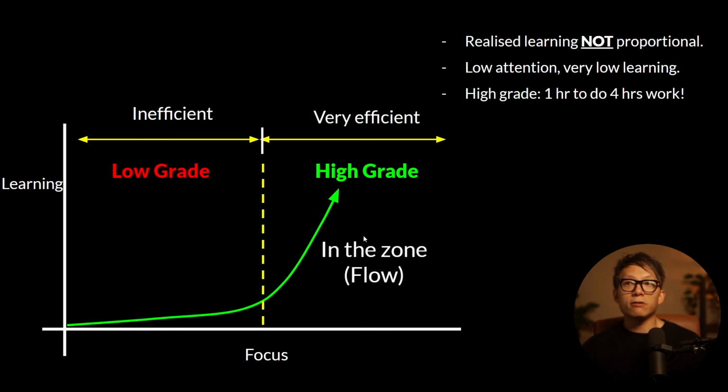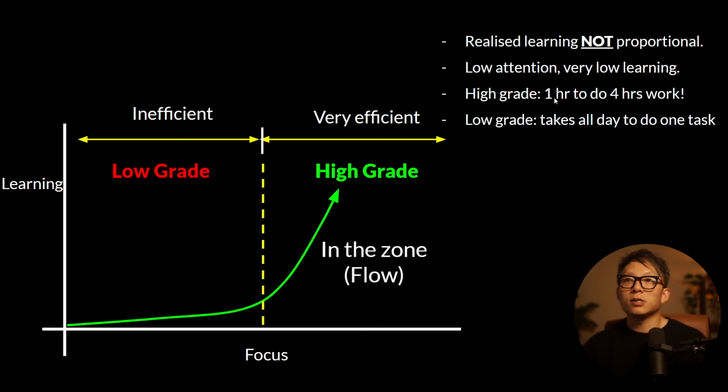When you're in this high grade state, just think about this. When was the last time you were right in the zone? You got done in 30 minutes what would normally take you a day or half a day. It happens. I've heard this so many times from people. Low grade is when it takes all day to do one basic task. That's because your brain's just not switched on.